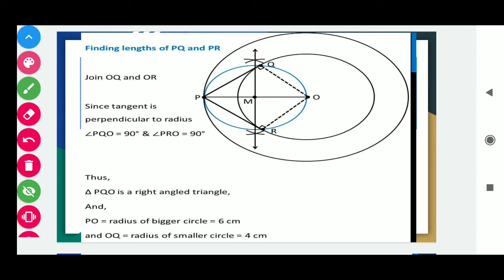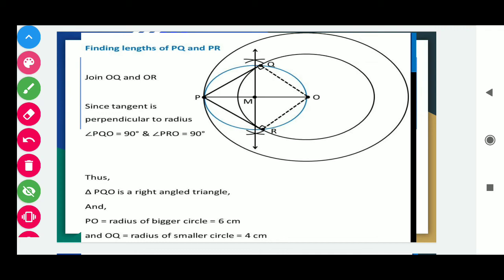So students, in this way this perpendicular bisector intersects the smaller circle. Okay, and mark those points Q and R. After that, join PQ and PR. In this way we make the two tangents to the smaller circle.